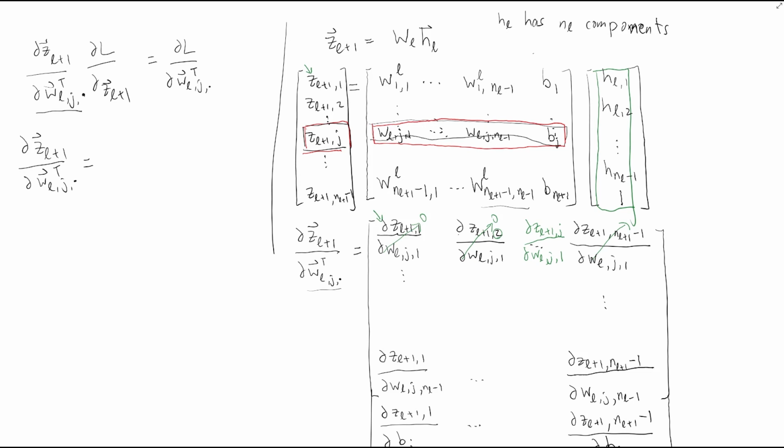If we look at any of the other rows of this Jacobian, we get the same thing. For example, over here, this is partial Z_{L+1,1} over partial W_LJ, N_L minus 1. Again, does this element of Z depend on this row of W? Well, it doesn't, so this partial derivative is going to be 0. And the only non-zero things we get in every row are only in the jth column of this Jacobian matrix. Everything else will be 0.